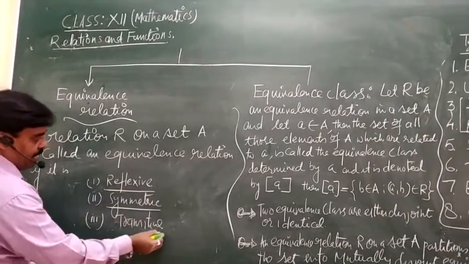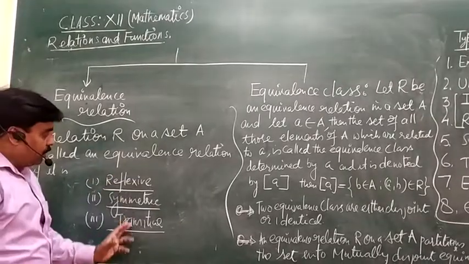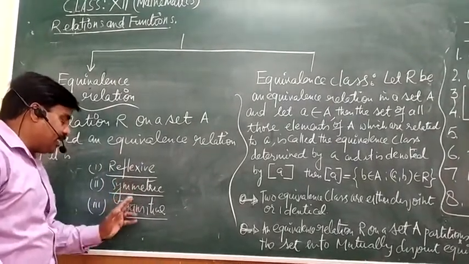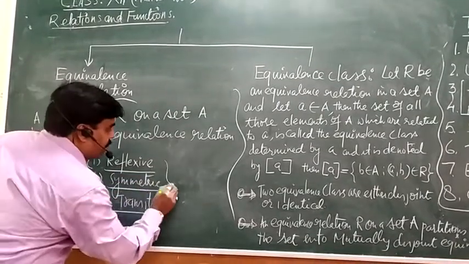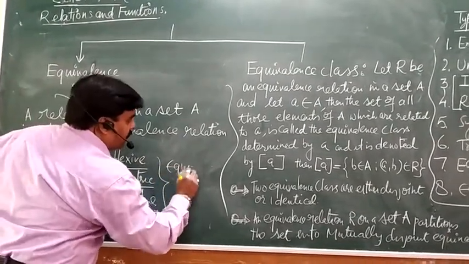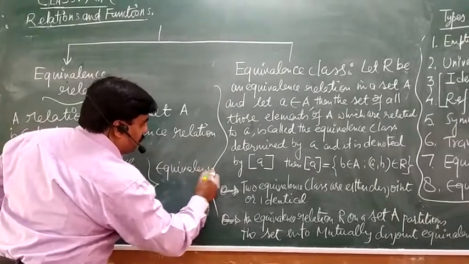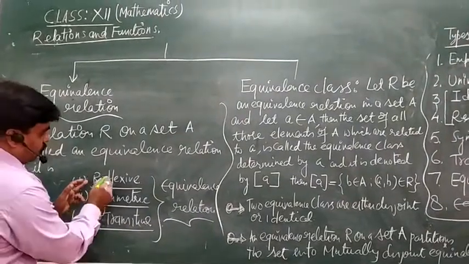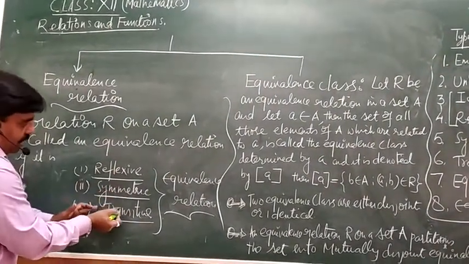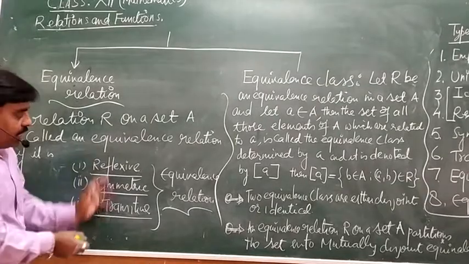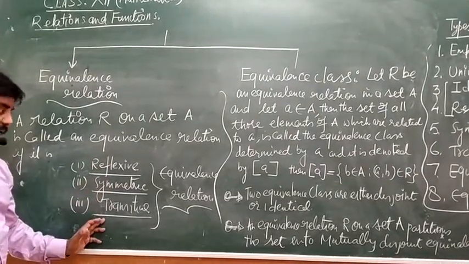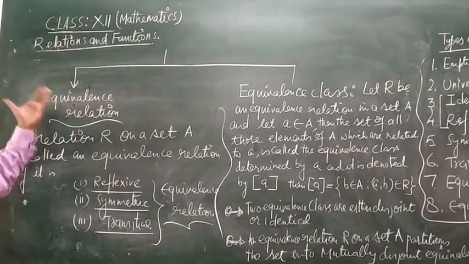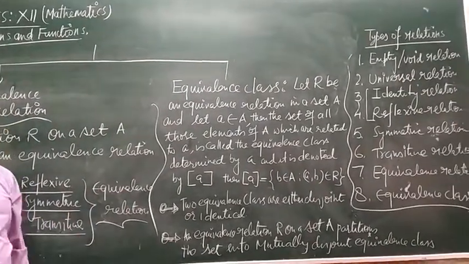Second, symmetric and transitive. It means the relation is reflexive as well as symmetric as well as transitive. Then only we can say it is an equivalence relation. Equivalence relation means all three conditions, reflexive, symmetric and transitive, must be satisfied by the relation at the same time. If it is reflexive, symmetric and transitive, then only you can say that the relation is an equivalence relation.